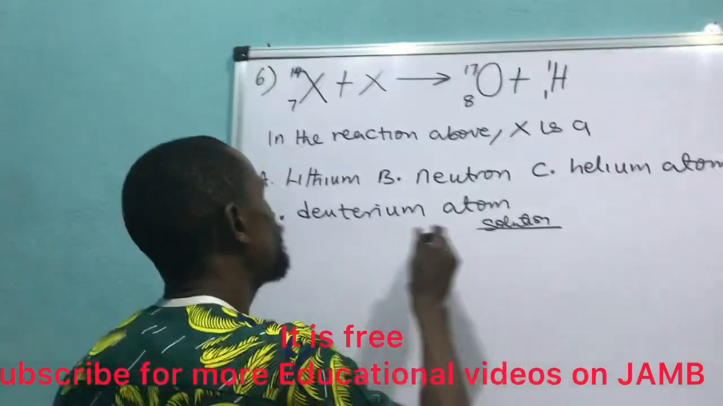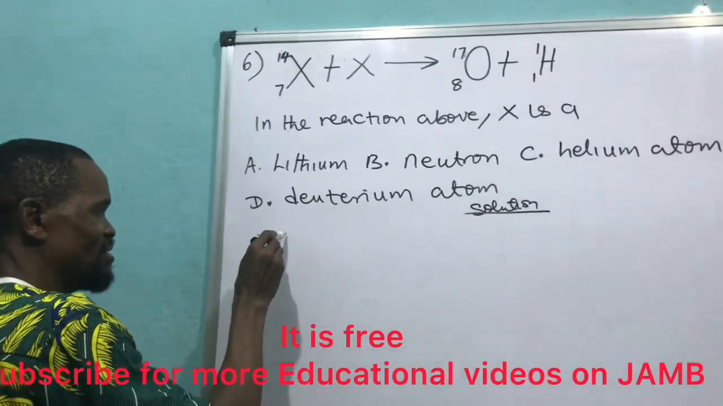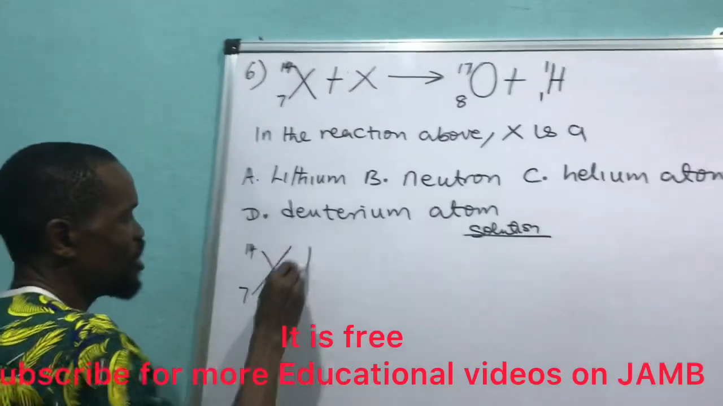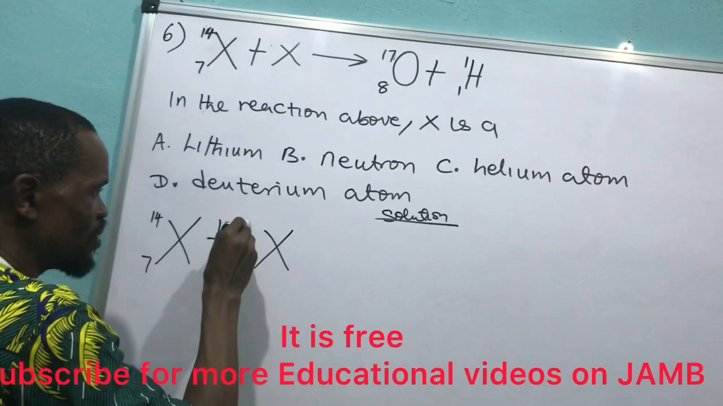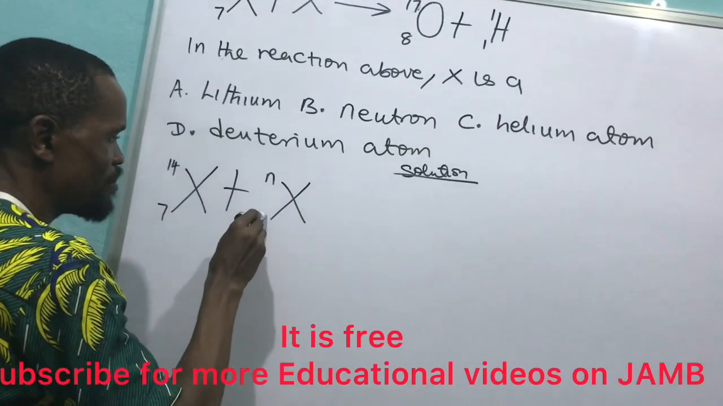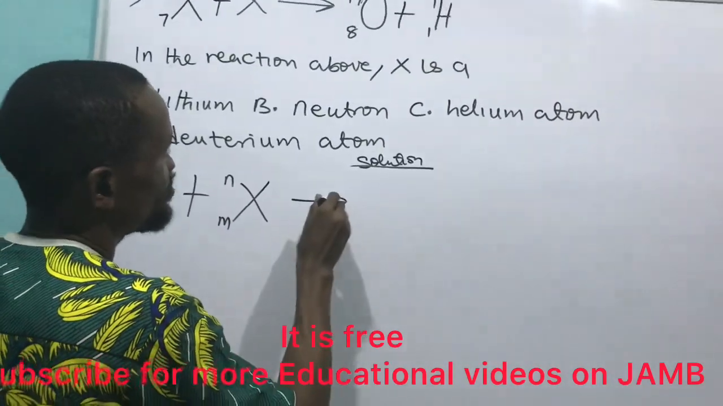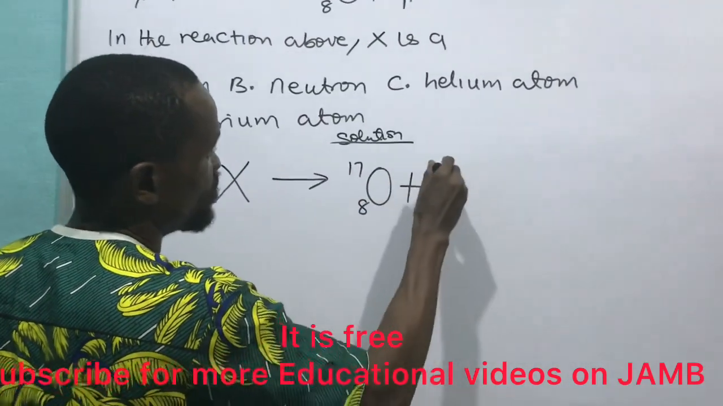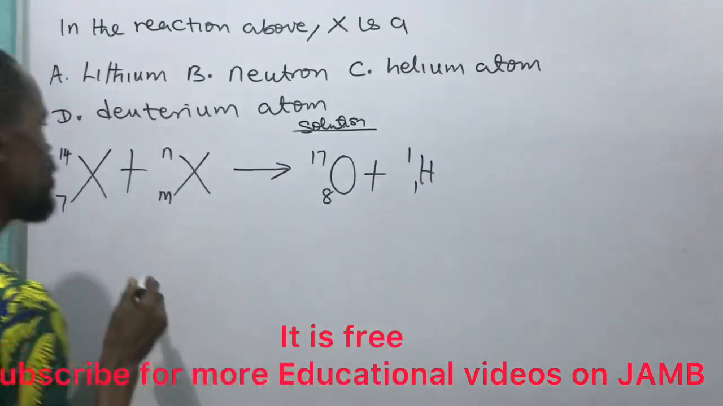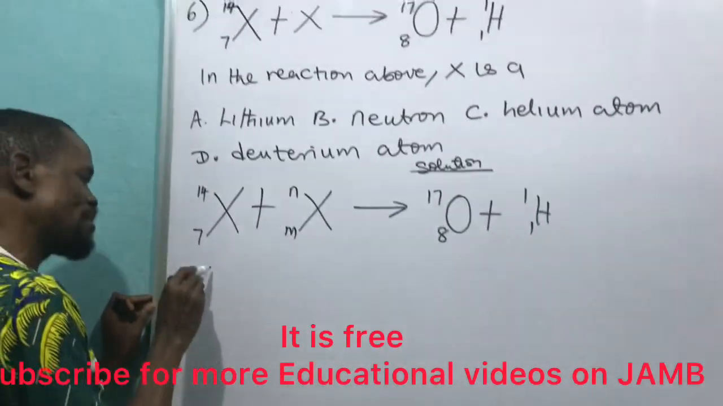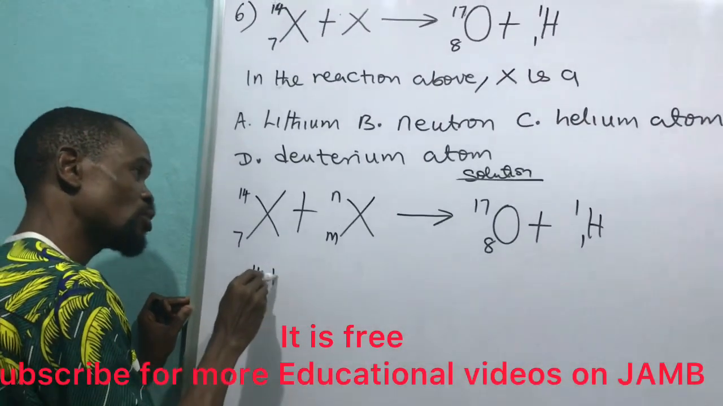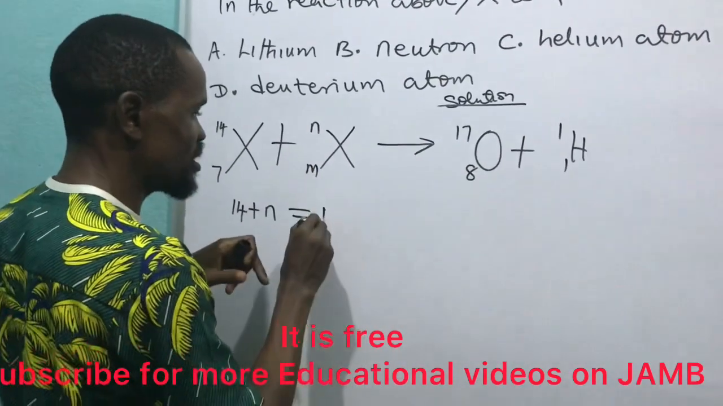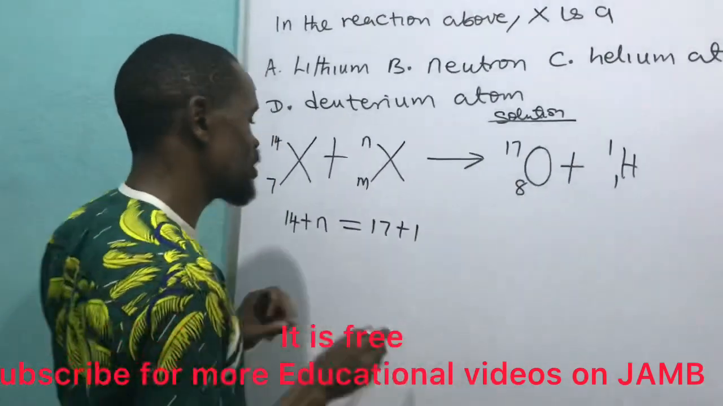Solution. Then we'll look at this. Look at what they give me. I can write this like this: 14 and 7 plus this X. I can call this N, and call this M. Then that gives me 17, oxygen 8, plus 1 and 1. What does it mean? It implies that 14 plus N is equal to 17 plus 1.